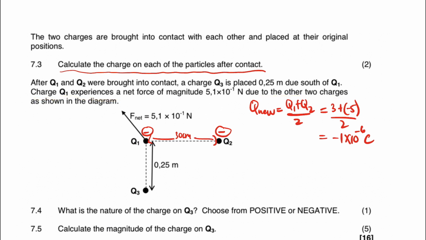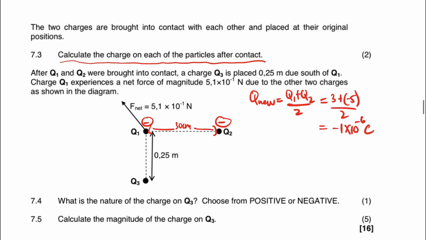Now it says Q1 experiences a net force of magnitude 5.1 due to the other two charges. So this simply means, guys, the force that Q2 exerts on Q1 plus the force of Q3 on Q1, the net is that, right? Remember, guys, when you have the forces at an angle, the net force of this one is due to this one and this one, right? But now we are told that net force and that the direction is going in that direction, right? So now what is important here?